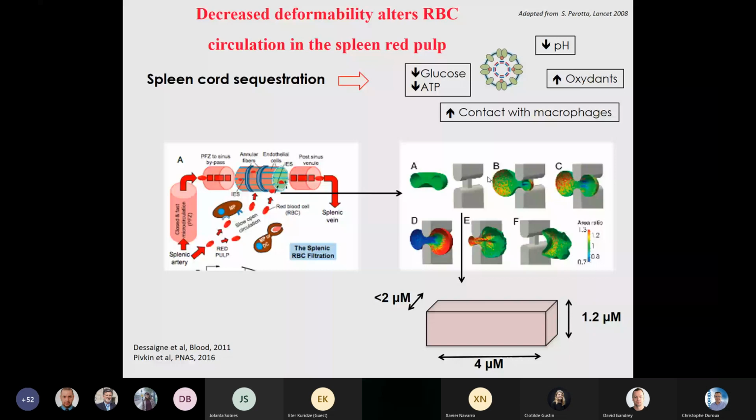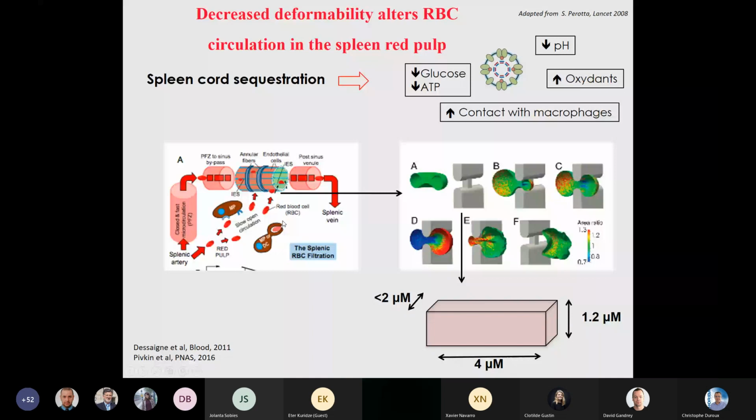This on the left is a very simple representation of what happens in the red pulp. The particularity of the red pulp is that the red blood cells are circulating in a stroma, not in an endothelial bed, but in a stroma which is called the red pulp, with a very high hematocrit level within this stroma, and they have to go back to the normal circulation at the spleen sinus. So to leave the cord and to go into the sinus, they need to cross an endothelial barrier, which is represented by this tunnel, and the endothelial barrier is very closed.